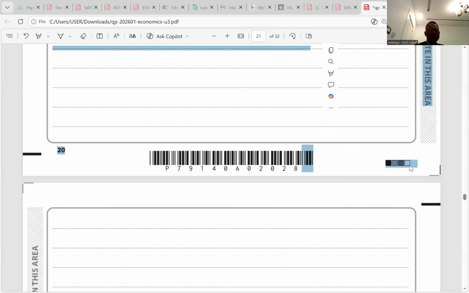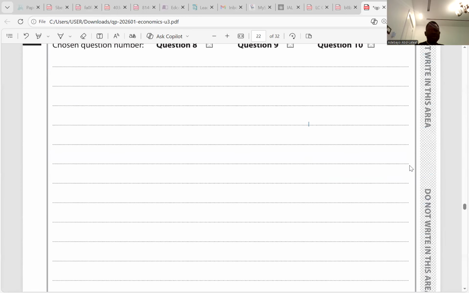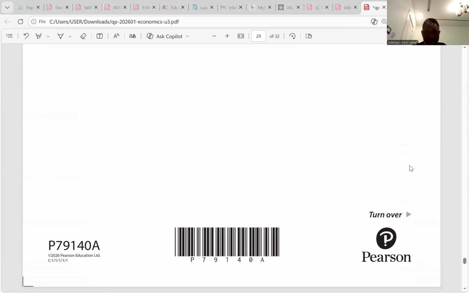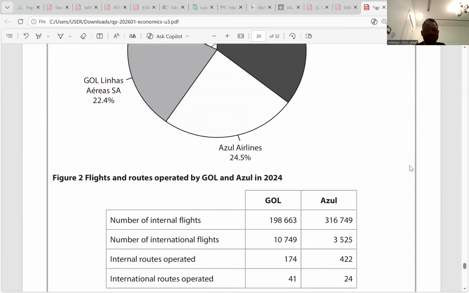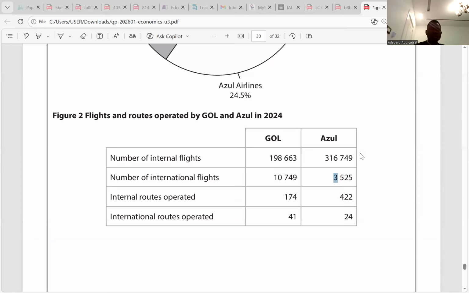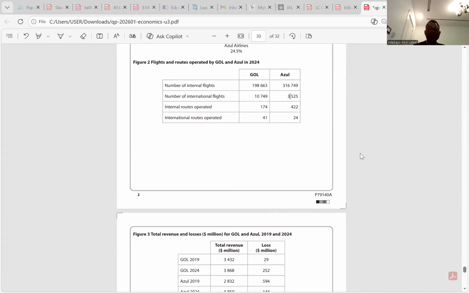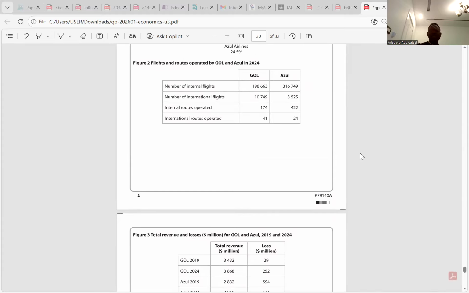For question 7. They said with reference to figure 2 and figure 3, calculate the average loss made per flight by Gol in 2024. You're advised to show your working.